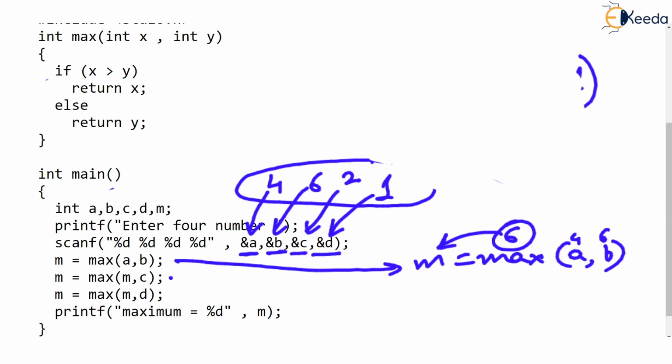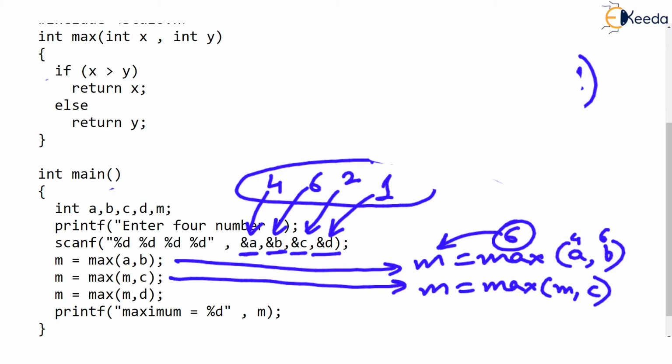Now how about this line? We have got one more number, C. Now check this call: M is equal to max(M, C). You know M is already 6, the largest between A and B. And C in our exercise is 2. So can you imagine? X becomes 6 and Y becomes 2.